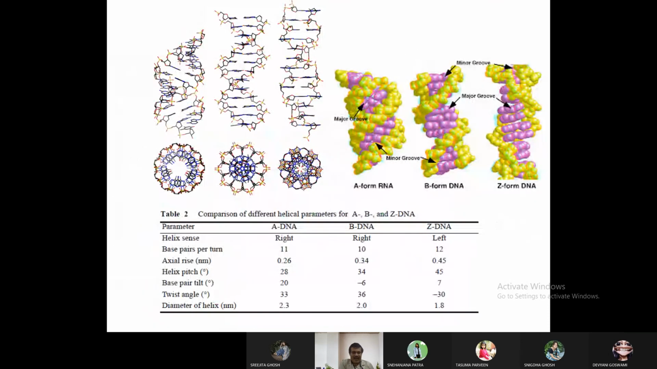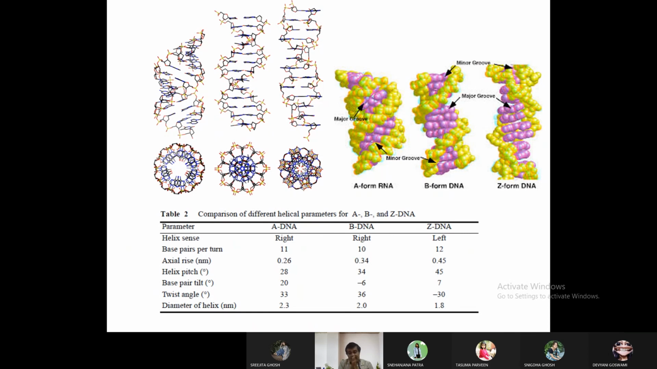So in case of B-DNA, we have base pair twist of 36 degrees. A-DNA it is 33 degrees. Z-DNA is minus 30 degrees. In case of tilt, in B-DNA we have the tilt minus 6 degrees. A-DNA is 20 degrees and Z-DNA is plus 7 degrees. So that is why twist and tilt are very important parameters. Based on these parameters, we can tell what form of DNA we are talking about, whether it is A form, B form, or Z form of DNA.